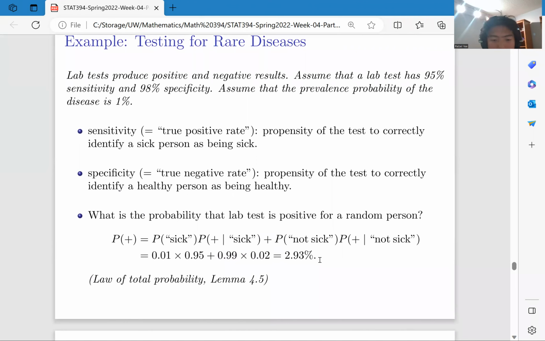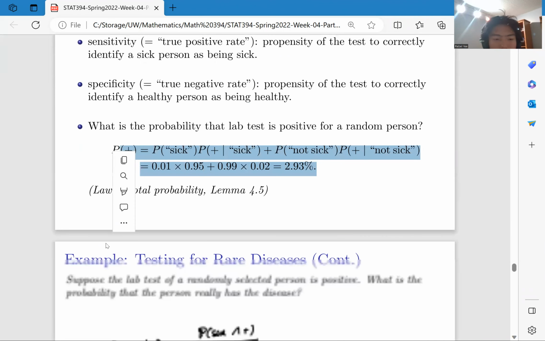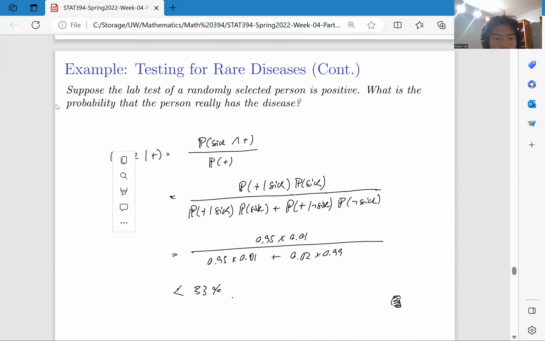Okay, so this is just using the law of total probability, and now suppose the lab test of a randomly selected person is positive. What is the probability that the person really has the disease? So he's not kidding; he really has the disease. This is the same case that we want to know. If we see one person test positive, what's the probability that he's really sick?